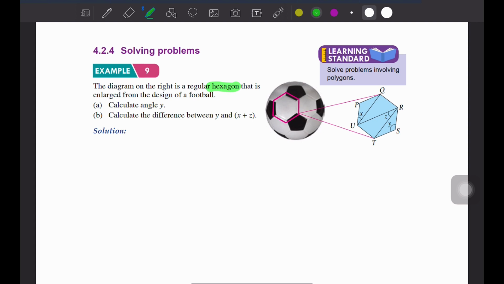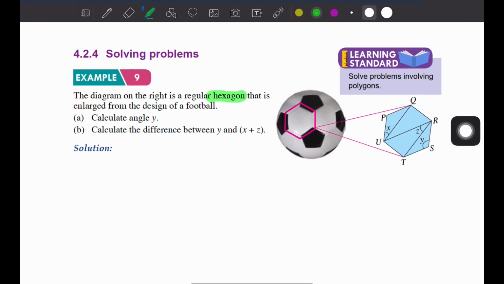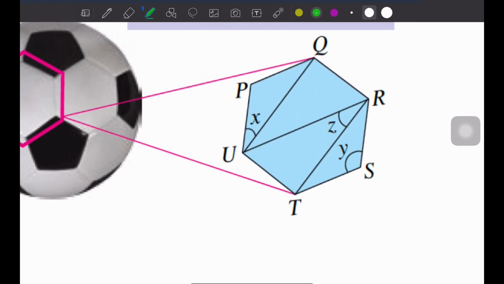The diagram on the right is a regular hexagon that is enlarged from the design of a football. Who likes football, right? The white one is a hexagon, the black one is a pentagon. So it wants us to calculate the angle of y, and then calculate the difference between y and x plus z.